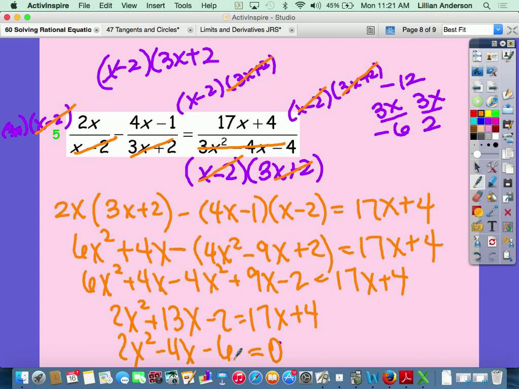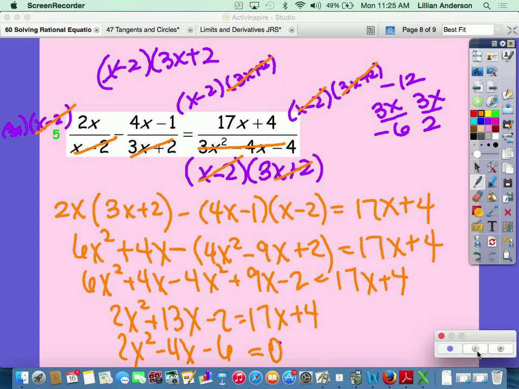Teachers, please excuse the interruption. All right, I'm going to have to clear this board off so I can do the actual solving part. So everyone has this, right? Okay, so I'm going to clear it out.